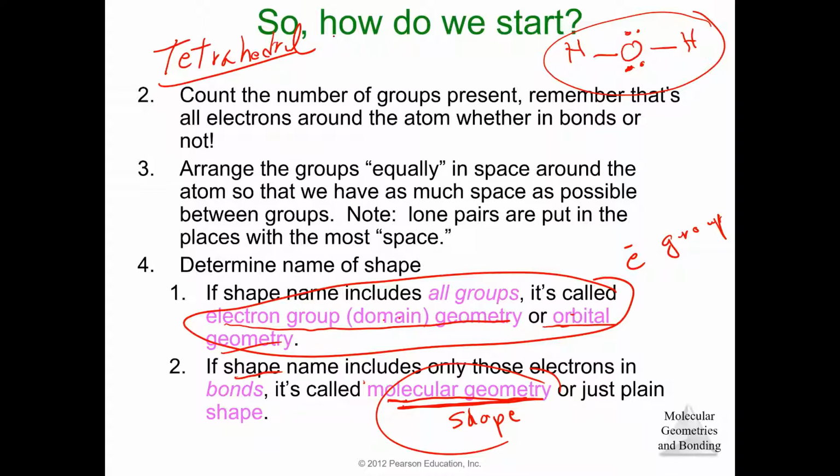Now, somebody asks you, what is the electron geometry or orbital geometry of water? The water is tetrahedral. But the shape of the water is this. This is the shape of the water.